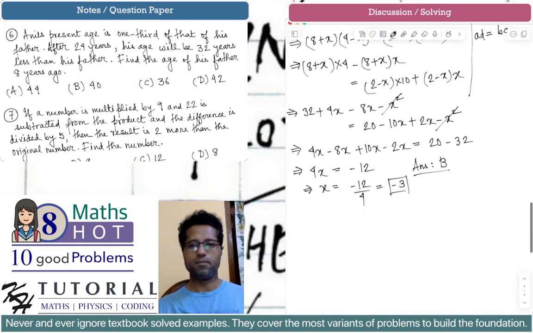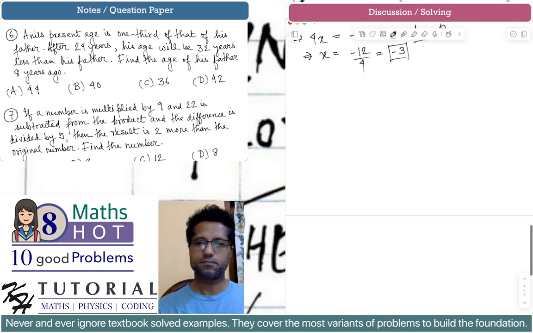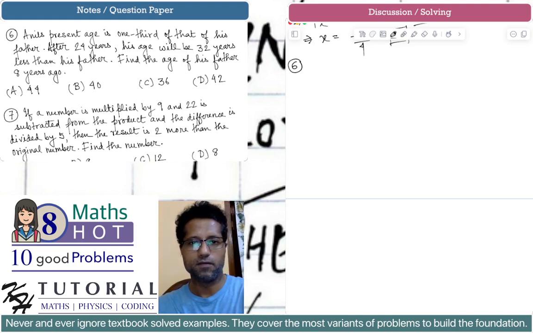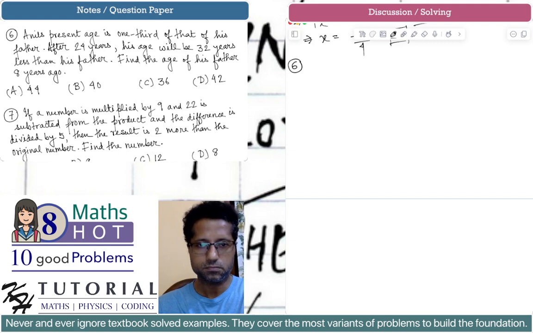Okay. Let's do problem number 6. It says Anith's present age is one third of that of his father. After 24 years, his age will be 32 years less than his father. Find the age of his father 8 years ago. Okay, so the problem is asking about the age of the father 8 years ago.